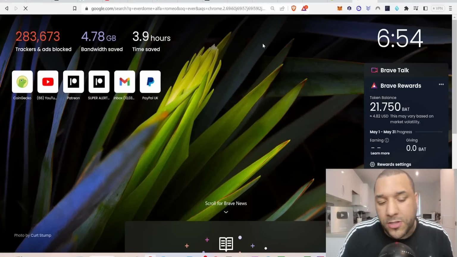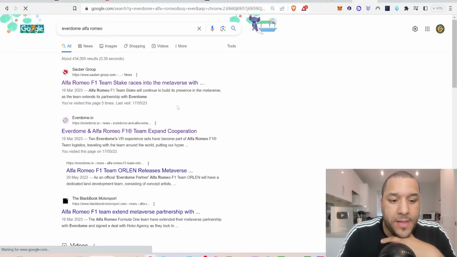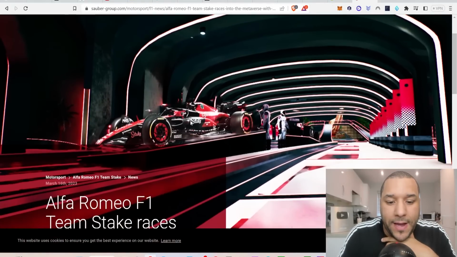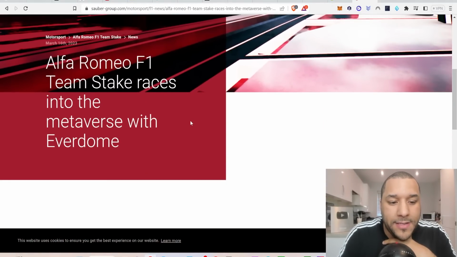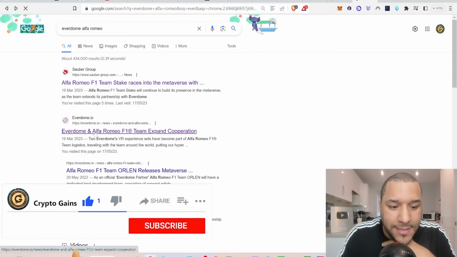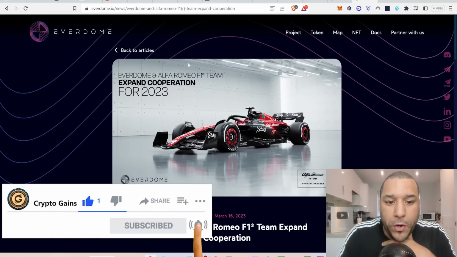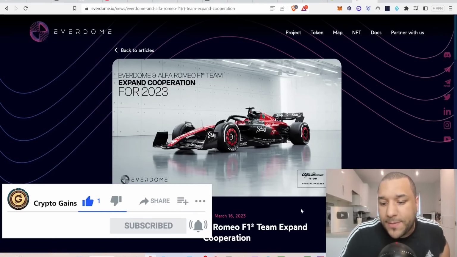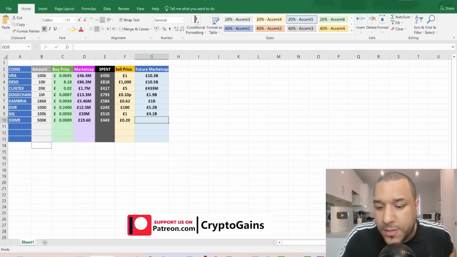Everdome and Alfa Romeo, just for people that are new. So, yeah, I'm bullish for this. I think it's going to be a big thing. I look forward to seeing how this goes in the future. And I think it's a very realistic price and market cap for Everdome with the partnerships that it's looking to push and hopefully more to come in the future.